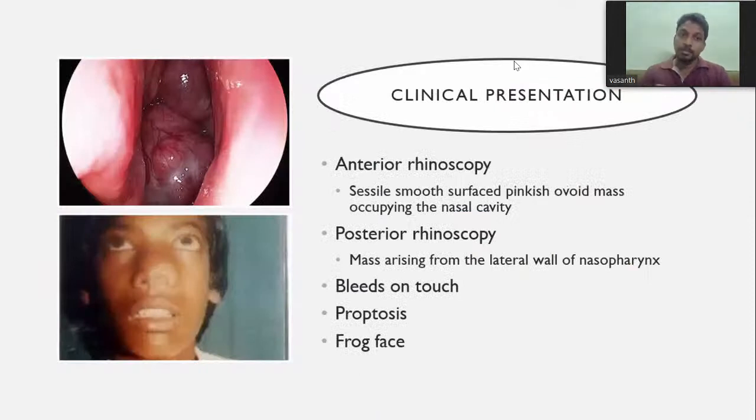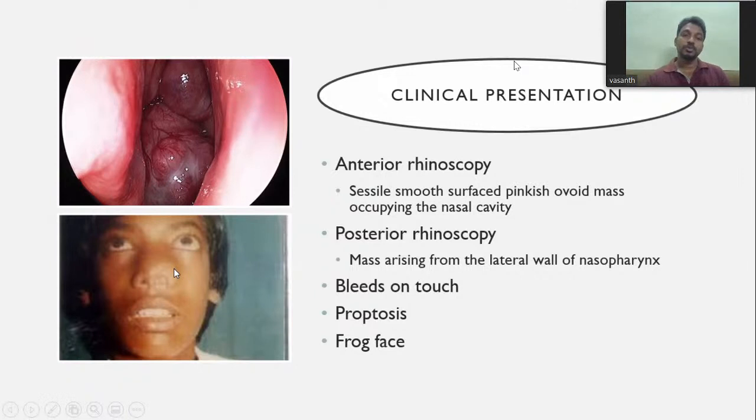And clinical presentation: in anterior rhinoscopy, you see a sessile, smooth surfaced pinkish ovoid mass occupying might be the entire nasal cavity, which is growing posteriorly to the nasopharynx. Once you see the posterior rhinoscopy, you find a mass coming out through the posterior corner, and this mass bleeds on touch, very, very characteristic. And then in the later stages, if it involves the intracranium or the orbital part, it gives rise to proptosis.